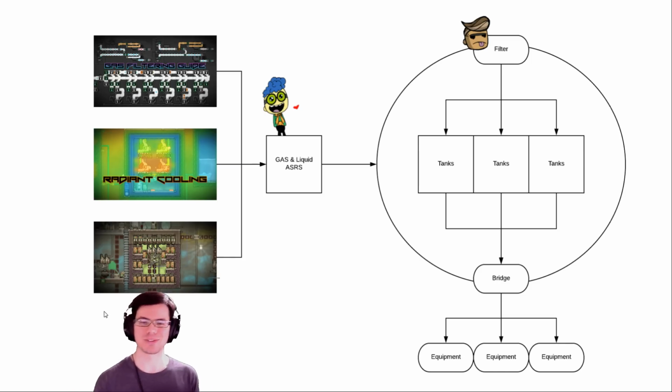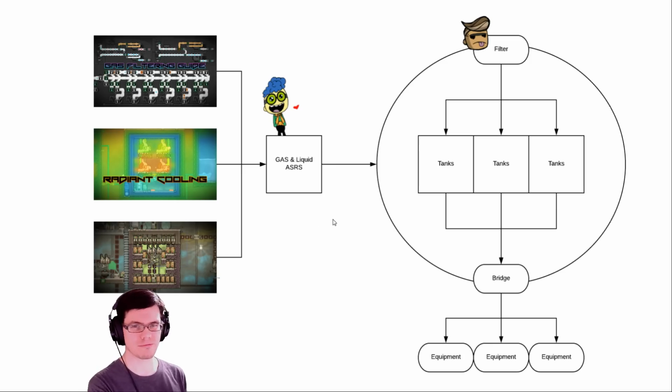So in this flowchart, I'm going to be combining 3 of the latest videos that I've done here: gas filtering guide, the radiant cooling pipe, and the automatic storage and retrieval system right here. And that's going to make Liam super happy because he's now going to have a gas and liquid automatic storage and retrieval system. Yeah! For those of us who can't necessarily plan out pipes well enough in advance, this might be really helpful. So how this works is we basically create a perpetual motion loop.